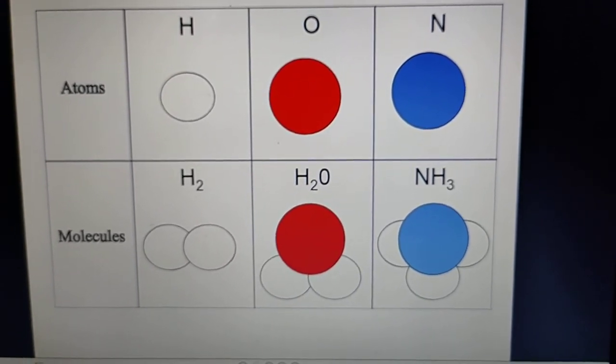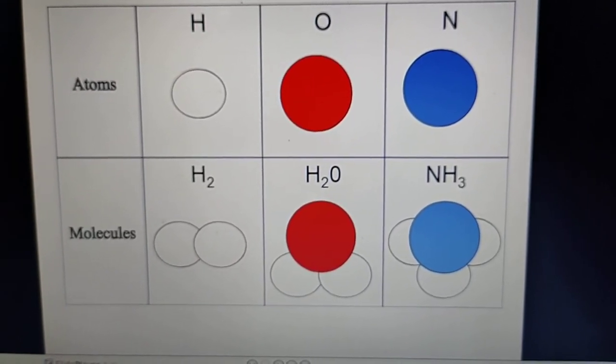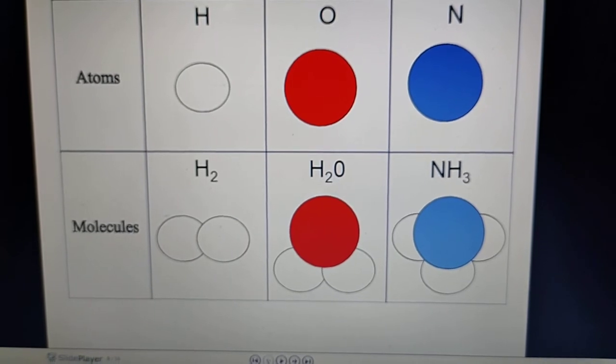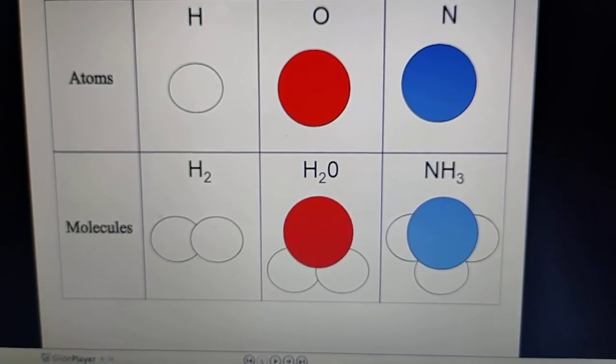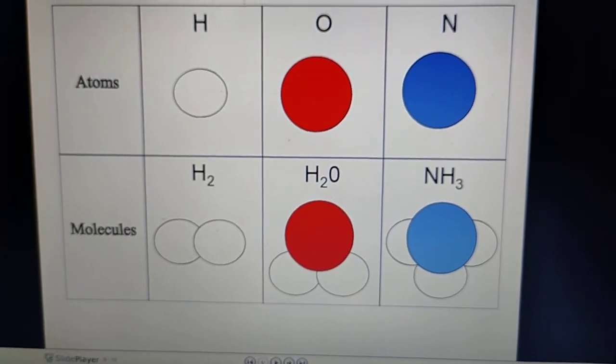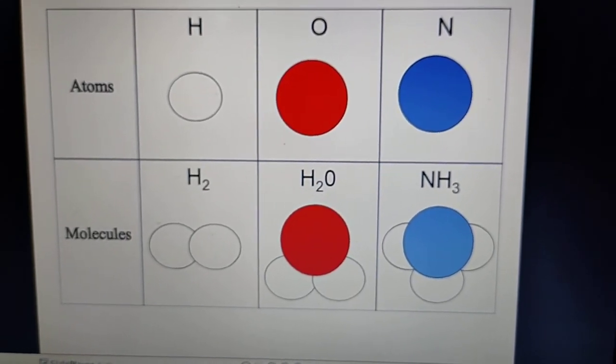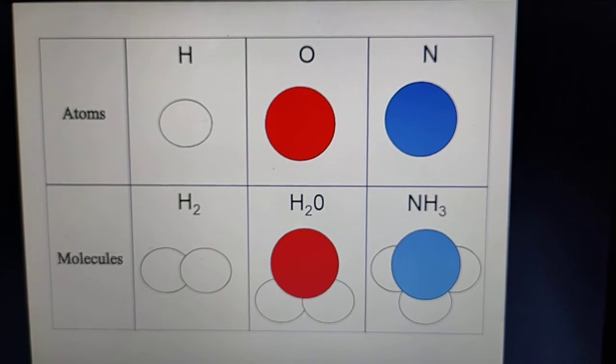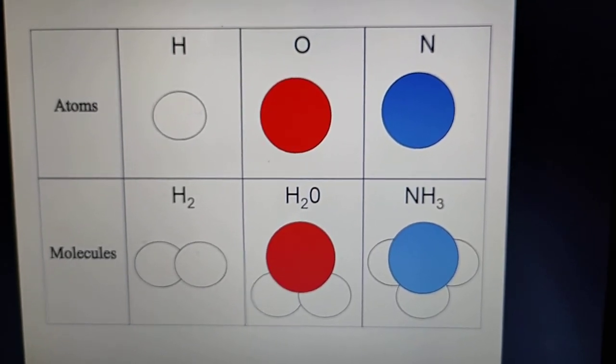In your book, the molecular formula of ammonium chloride is given, which is NH4Cl, meaning that a molecule of ammonium chloride contains one atom of nitrogen, four atoms of hydrogen and one atom of chlorine. So this is all about the molecular formula of a compound.